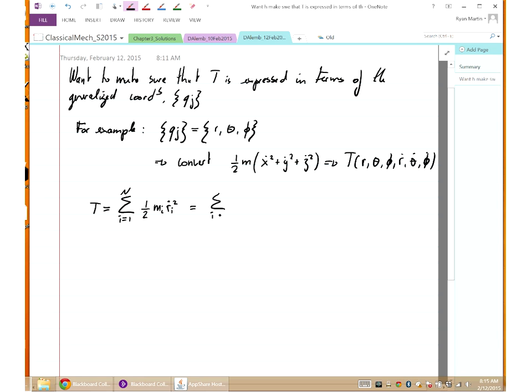So that's the same as the sum from 1 to n of a half m_i, and then I'm going to write the r_i dot as dr_i by dt. That's just saying what the definition is of r_i dot. Now I am going to expand this in terms of our generalized coordinates.